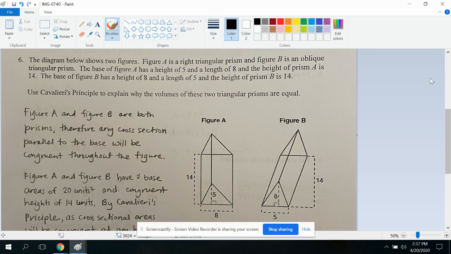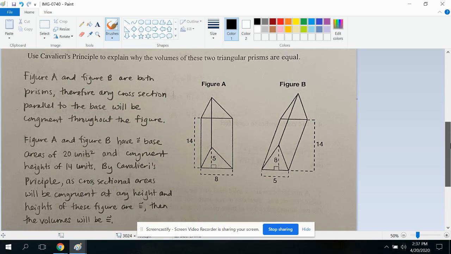So figure A and B are both prisms. Therefore, any cross-section parallel to the base, we can congruent throughout the figure. So the base isn't necessarily the thing that's on the ground or on the bottom. It's the shape, whether it's this triangle here, that's carried throughout the figure. So what I mean by that is with a prism, you'll have two bases, and then you'll have these, technically they're rectangles that connect those bases together to make your height. So the base happens to be the triangle, hence the triangular prism.